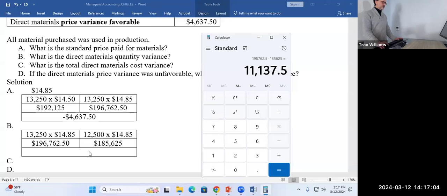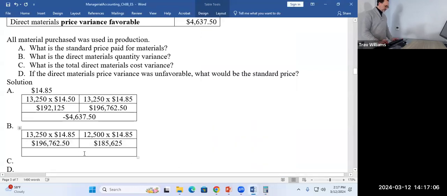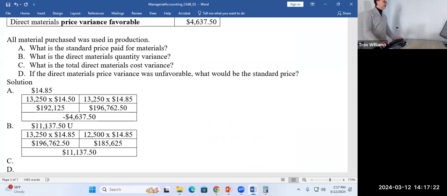We get 11,137.50. Okay. Is that favorable or unfavorable? Unfavorable, because it's a positive number, right? That means we spent more because of the extra quantity. I'm going to put my answer up here. 11,137.50, unfavorable.